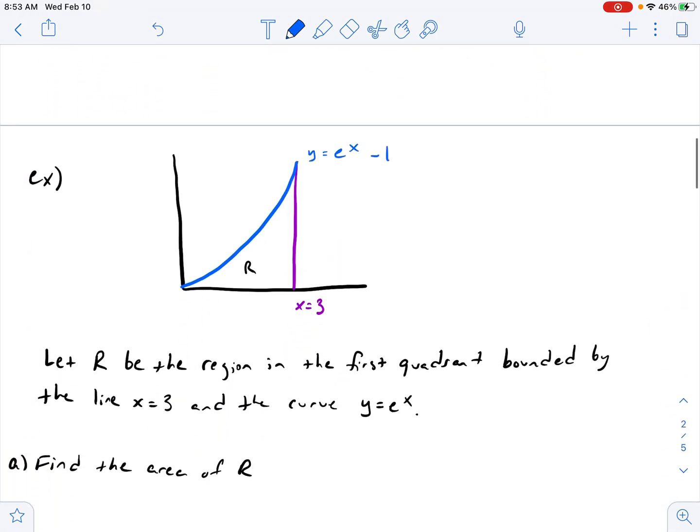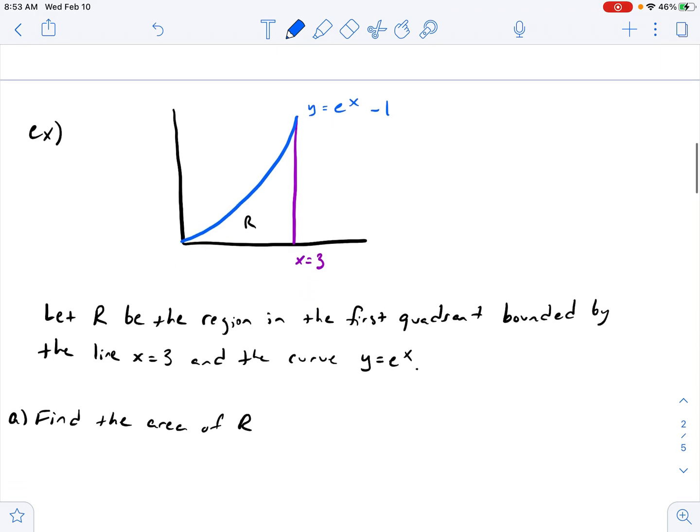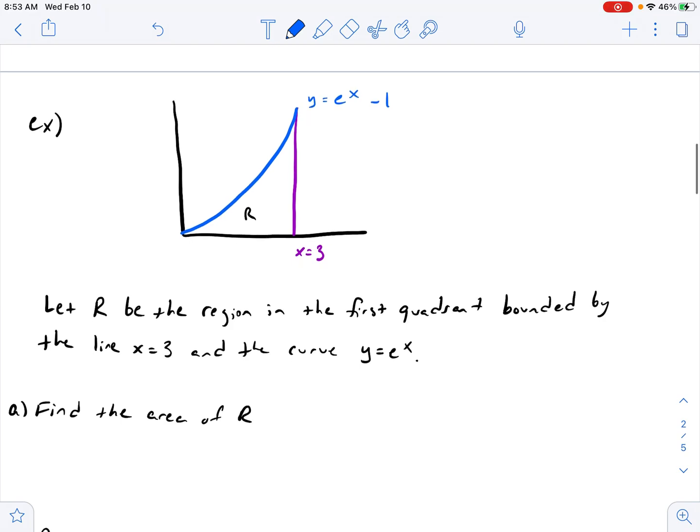Okay, so I have one region. We'll do a bunch of examples with this one region to see a bunch of different things. Let R be the region in the first quadrant, bounded by the line x equals 3, that's the vertical line on the right, and the curve y equals e to the x minus 1. And so we get this little region in the first quadrant created by these things. Part A, for review, let's find the area of R.